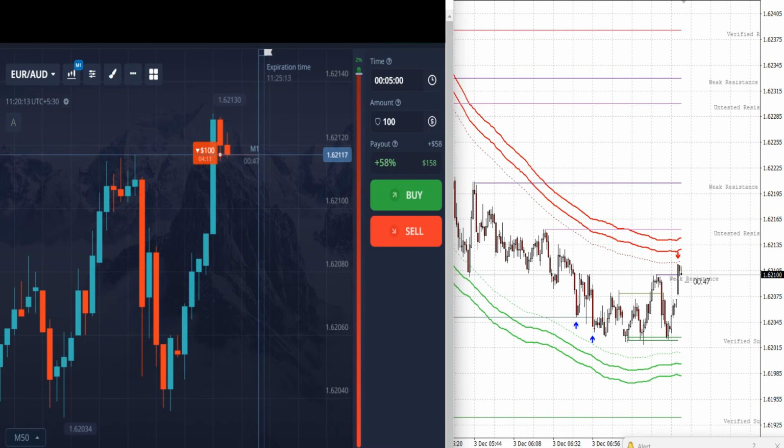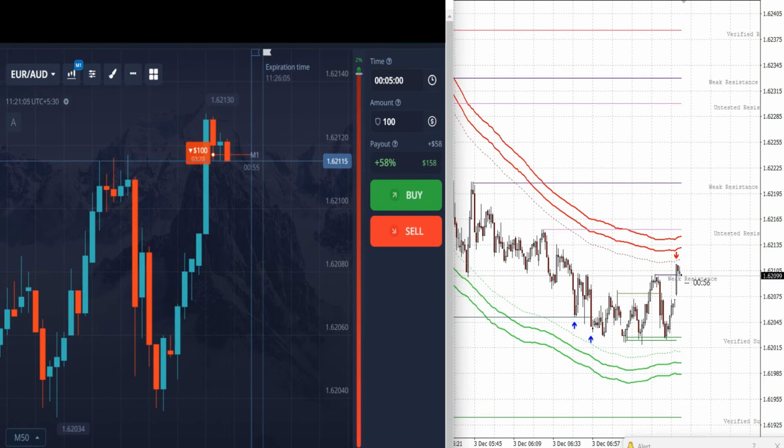Exactly at this resistance area, the indicator printed a sell signal. According to our trading rules, price was inside the channel, price was at resistance, a sell arrow appeared. So technically, this was a valid sell setup, and based on the system rules, I entered a sell trade with a 5-minute expiry on the 1-minute time frame.